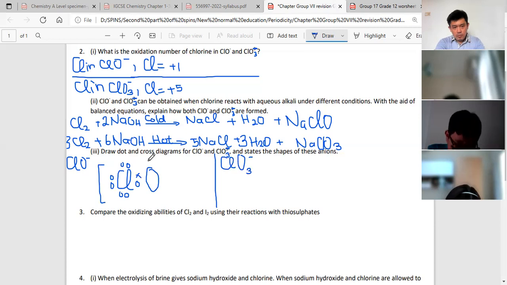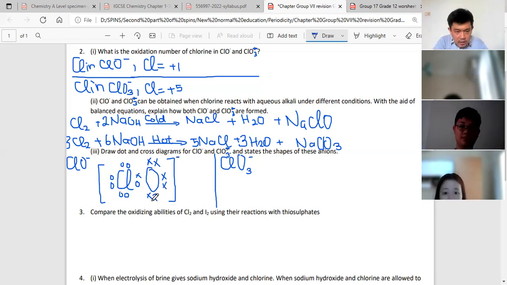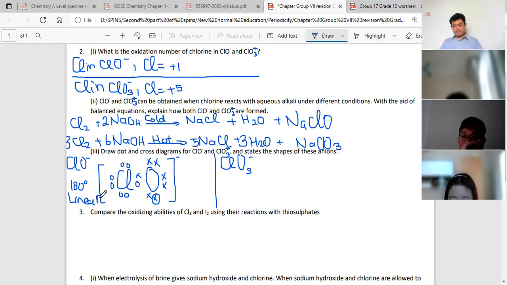And O, with 1, 2, 3, 4, 5, 6, 7. So there is an additional electron, the electron that comes from outside is this one. So in this one, the shape is only linear, 180 degrees, which is linear.